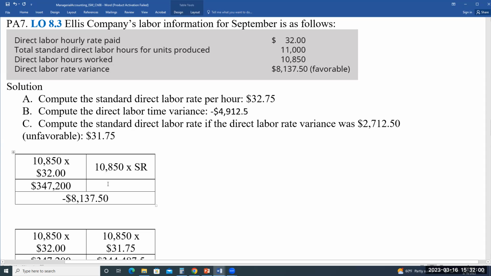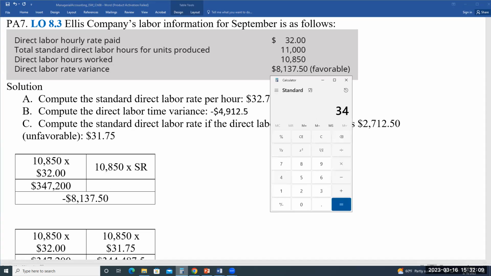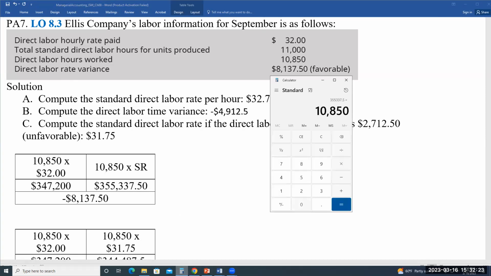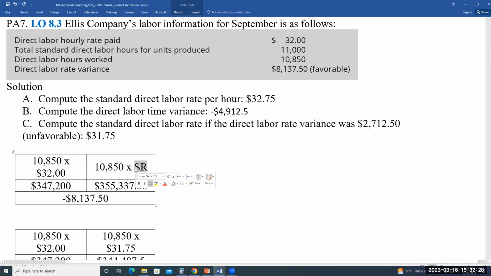Okay, and that minus that is, okay, so that means that this is higher. 355, yeah, that looks right. 355,337.50. Divide that by 10,850. 32.75. That's it, right, Drew? All right, so that worked. Took longer than your method, but it does work.